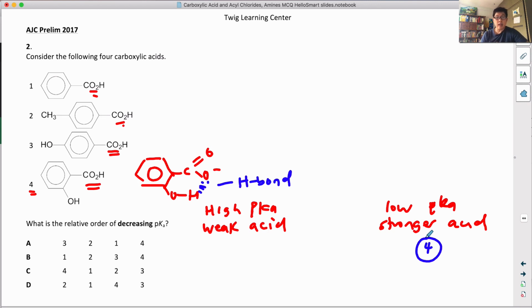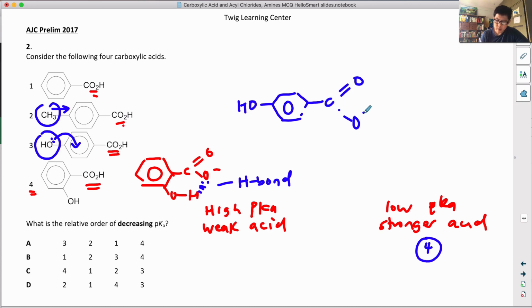You need to know that an electron donating group will make it a weaker acid. Over here there are 2 electron donating groups, but which one is the stronger electron donating group? It is actually OH, because the lone pair of O can delocalize in the ring. But CH3 is just mildly electron donating. Let me draw it out very quickly. Let's look at this compound, number 3.